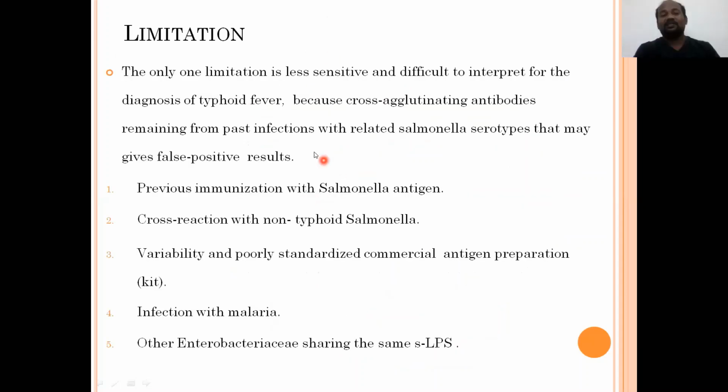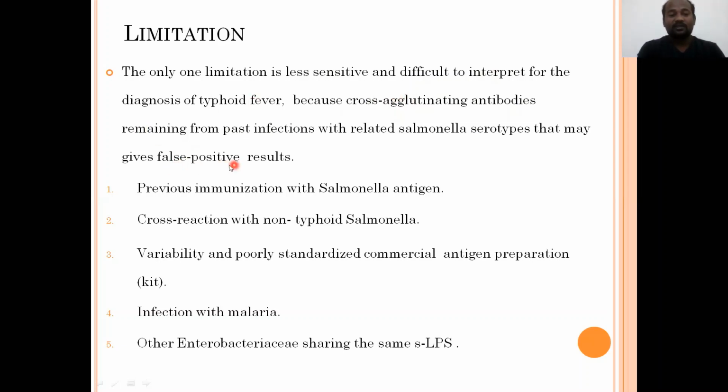So what is the limitation of the Widal test? The only limitation is cross-agglutinating antibodies. With the presence of cross-agglutinating antibodies, the results may be less sensitive and interpretation is very difficult. These cross-agglutinating antibodies are present in the patient's blood due to some past infections. So previous infection-related antibodies may cause negative results or false positive results.